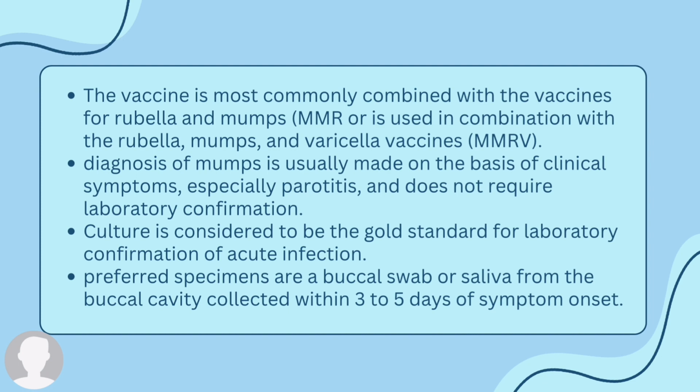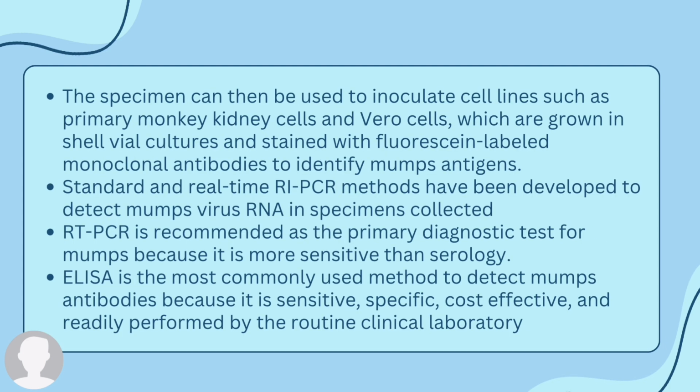Preferred specimens are a buccal swab or saliva from the buccal cavity collected within 3 to 5 days of symptom onset. The specimen can then be used to inoculate cell lines such as primary monkey kidney cells and Vero cells, which are grown in shell vial cultures and stained with fluorescent-labeled monoclonal antibodies to identify mumps antigens. Standard and real-time RT-PCR methods have been developed to detect mumps virus RNA in specimens collected.